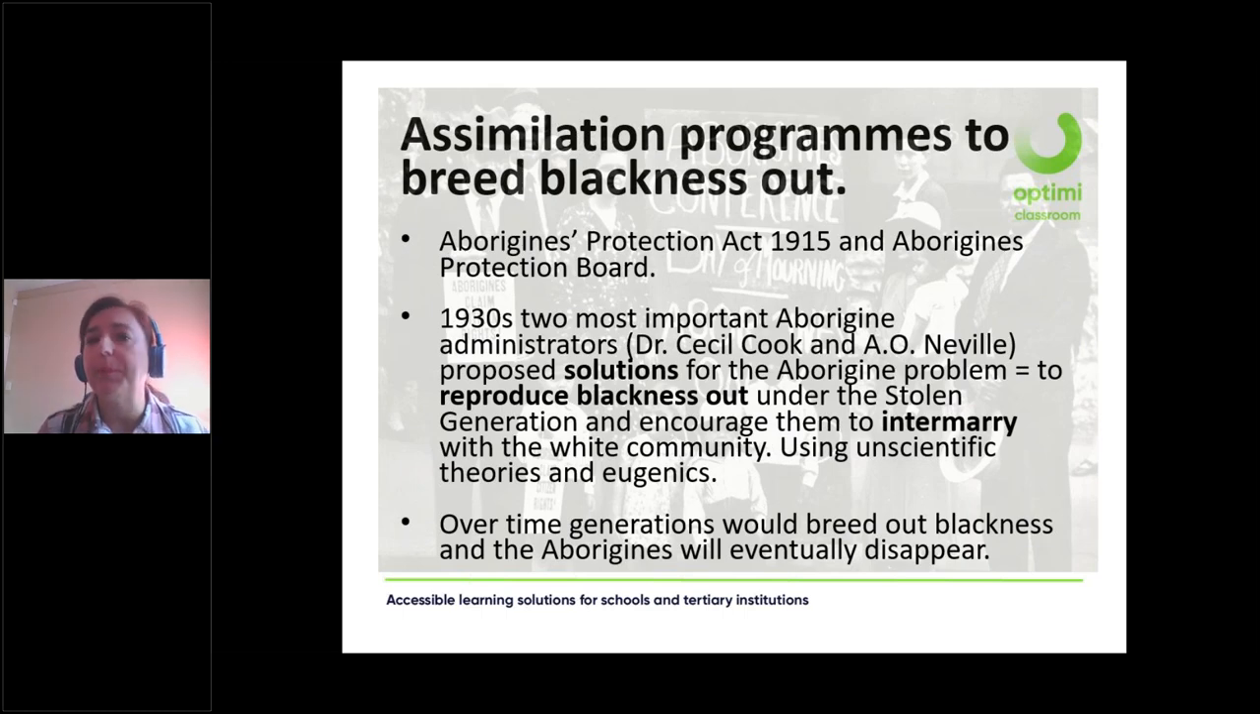If we think of another prominent country, we can think about Nazi Germany as well, right, who wanted to reproduce the Aryan race. Now, again, they started to use unscientific theories and eugenics, where they did a lot of research and experiments and came up with ideas on how they were going to achieve this. Maybe there are other genetic methods or so forth to breed out blackness even faster than what they anticipate, but obviously a lot of research going into that. So over time, generations would breed out blackness and the Aborigines would then eventually disappear.